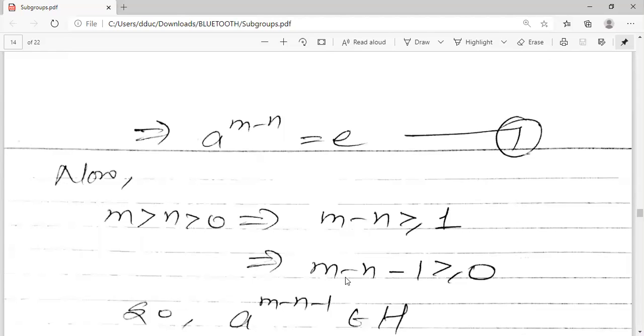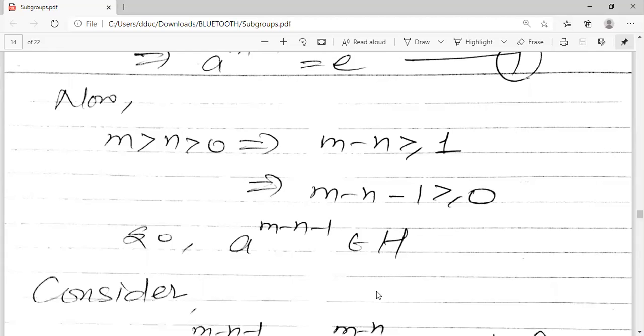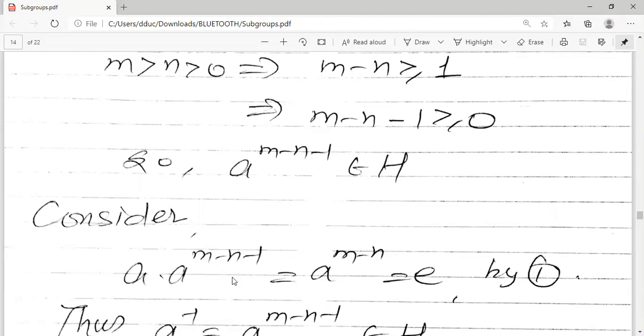So this implies that m minus n minus 1 is greater than or equal to 0. If this is greater than or equal to 0, then a to the power m minus n minus 1 belongs to H. Now consider multiplying a by this element. If this belongs to H and a is also in H, then by the closure property their product also belongs to H. So let us check what the product is. a into a to the power m minus n minus 1 gives you a to the power m minus n, which is the identity, 1.